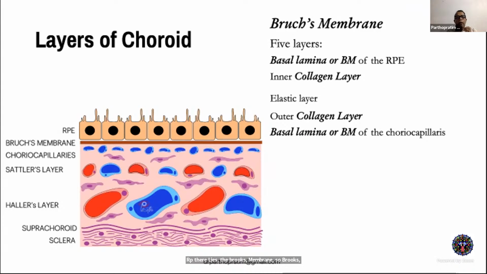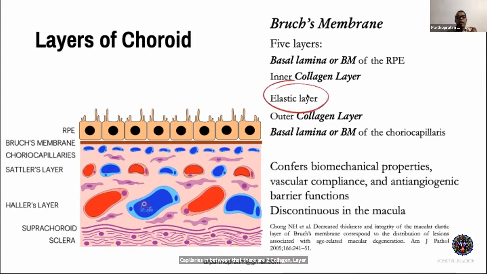It is actually bordered by the basal lamina of 2 structures, the basal lamina of the RPE cells and the basal lamina or basement membrane of the choriocapillaris. In between that, there are 2 collagen layers, inner collagen and outer collagen, and between them, there is an elastic layer. Now, this elastic layer of the Bruch's membrane confers the biomechanical properties.